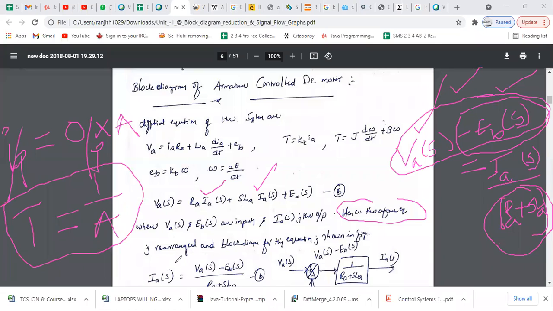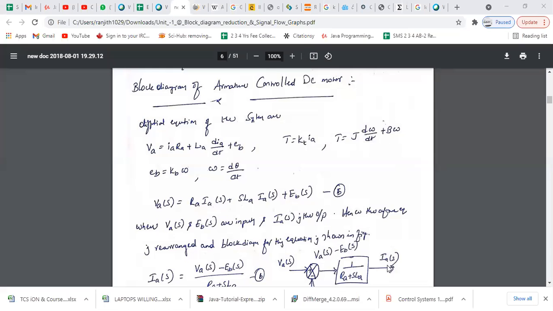Where do we draw and mention the transfer function? In a block. Inside the block, right? What is the input to this block now? VA of S minus EB of S. That is what I am giving here. This is the resultant signal. What is the output? IA of S. From the working knowledge of the system, we have to identify what the inputs and what the outputs are.